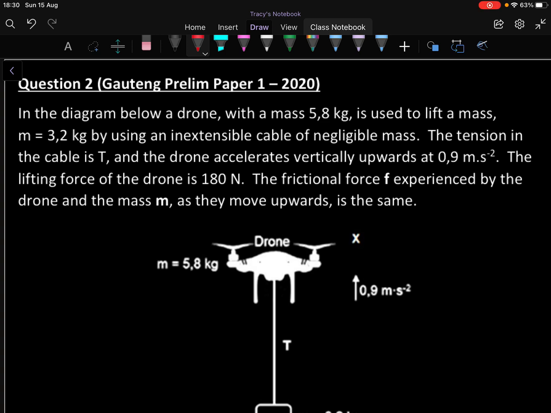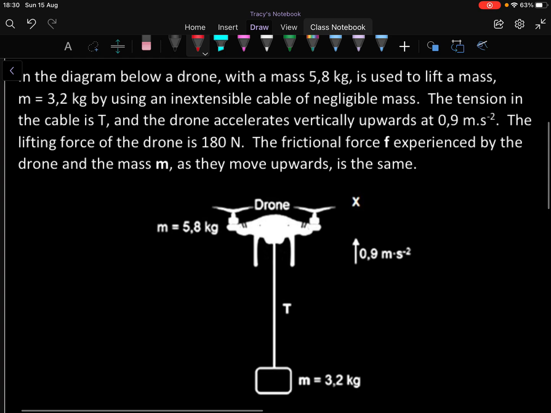In the diagram below, a drone with a mass of 5.8 kilograms is used to lift a mass, which is 33.2 kilograms. So we've got a drone, there's its mass, there's the mass of the object, by an inextensible cable of negligible mass. We're just trying to reduce the variables, okay? So the cable really is irrelevant. The tension in the cable is T, and the drone accelerates vertically upwards at 0.9 meters per second squared.